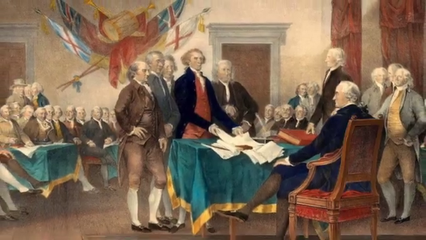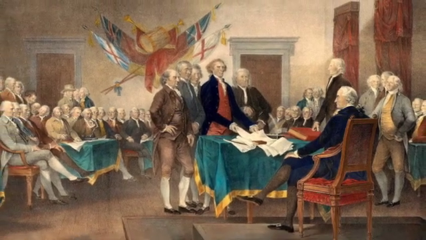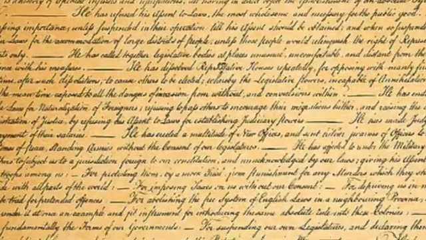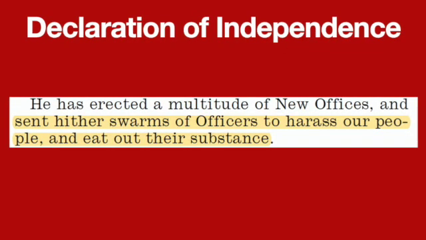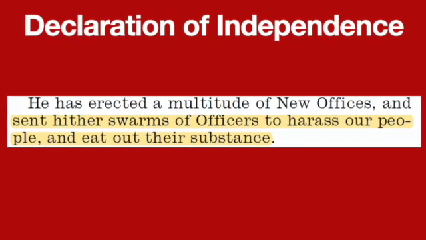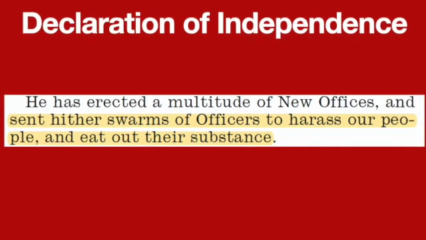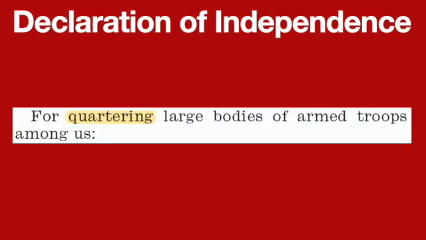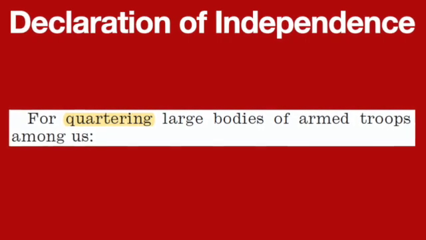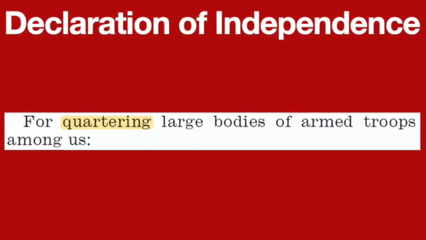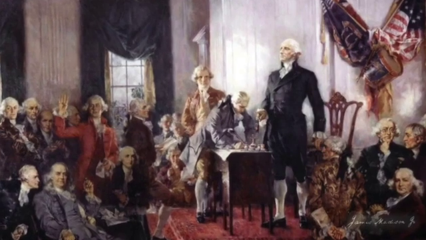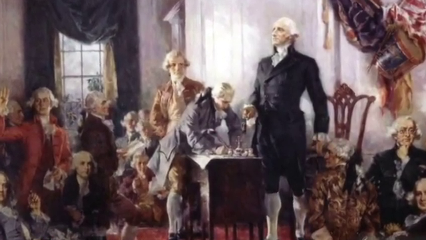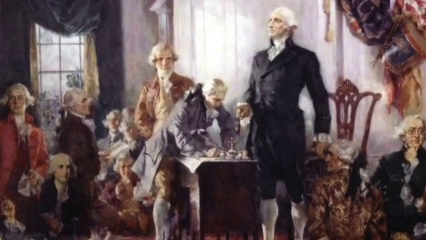The Quartering Act was sure to find its way into our Declaration of Independence, once again in the long list of grievances. "He has erected a multitude of new offices and sent hither swarms of officers to harass our people and eat out their substance." Additionally, "for quartering large bodies of armed troops among us." It was easily determined by our founding fathers that the quartering of soldiers in the homes of citizens had no place in our new government.